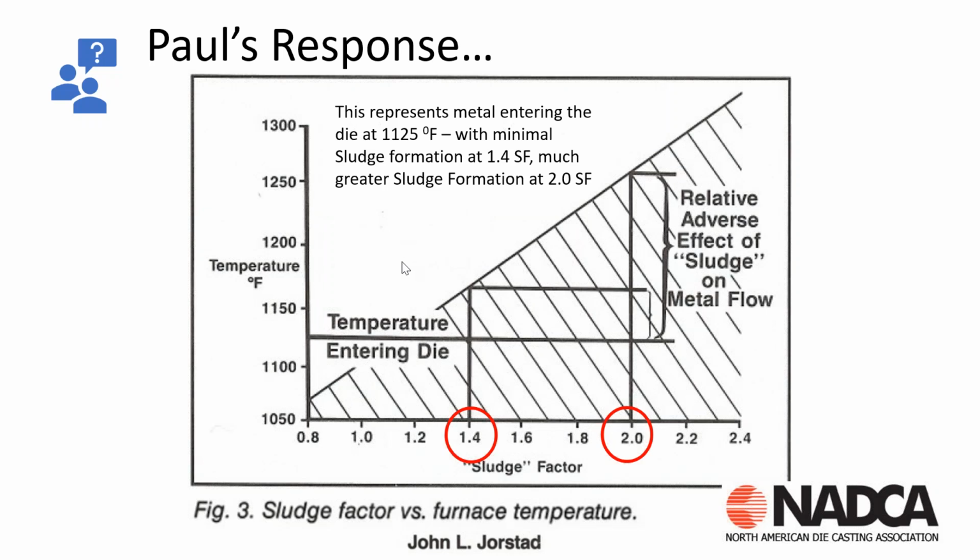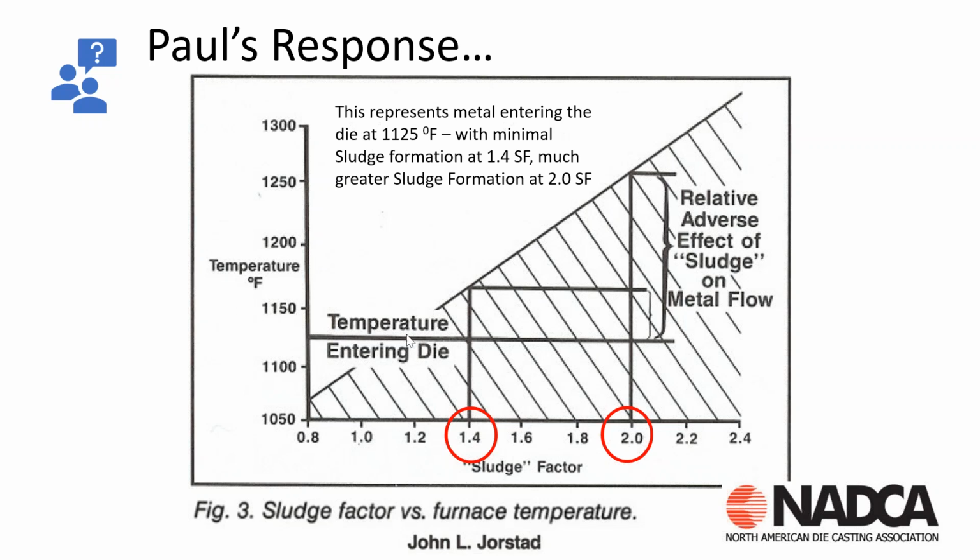Sludging also occurs when that metal temperature drops. If we're holding our holding furnace at 1235, then we ladle, we hold it in our ladle cup, we have a pour delay, and then we finally pour it into our cold chamber, and then we have a shot delay, and it's sitting in the cold chamber, the sludging is going to start.